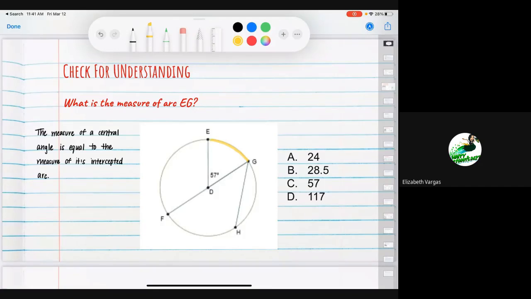Well, we know that the measure of the central angle is equal to the measure of its inscribed arc, right? So if it's equal to the measure of its inscribed arc, well, then we know that this is equal. And so 57 would be our answer. C. Good job, guys.